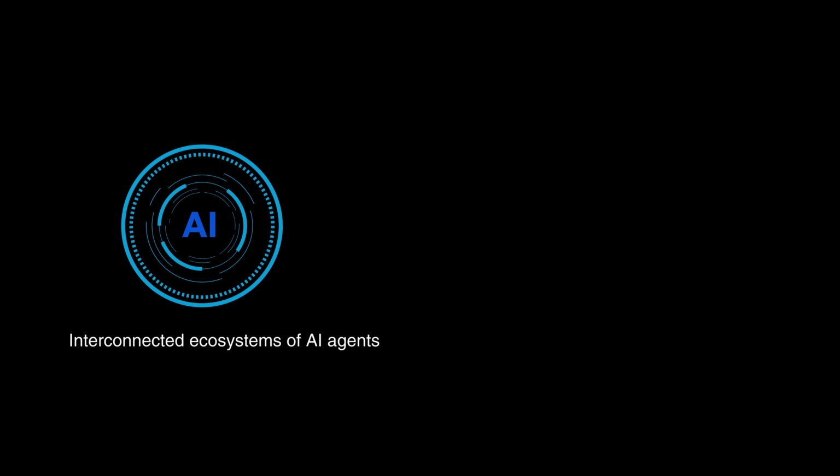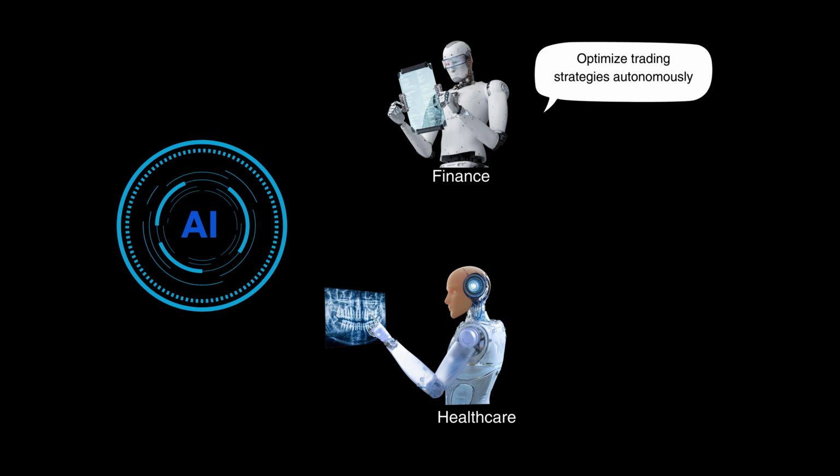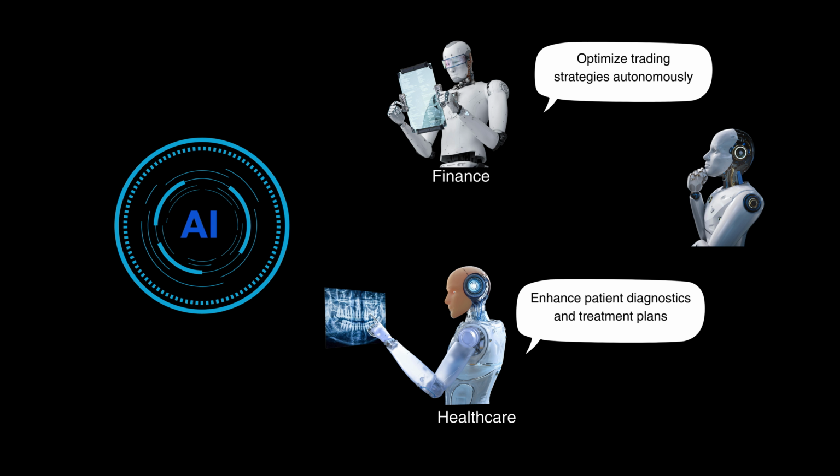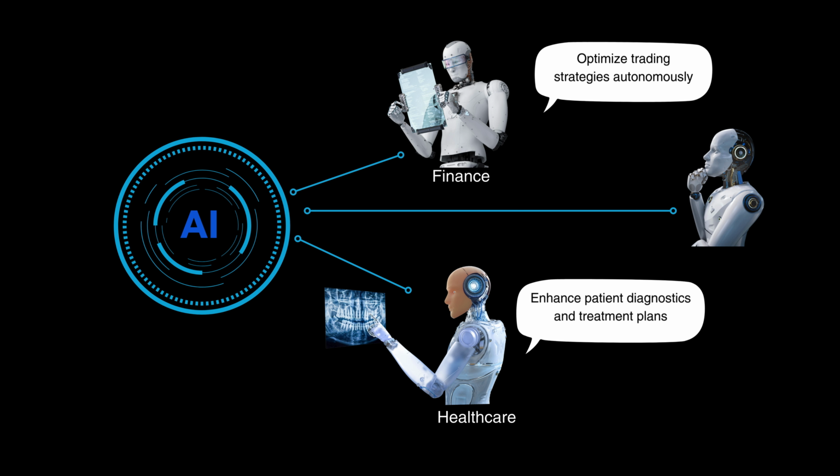Companies will soon deploy interconnected ecosystems of AI agents, each specializing in specific tasks, yet working together harmoniously. In finance, agents will optimize trading strategies autonomously. In healthcare, they will enhance patients' diagnostics and treatment plans. The era of siloed AI solutions will give way to dynamic, multi agent systems transforming industries.